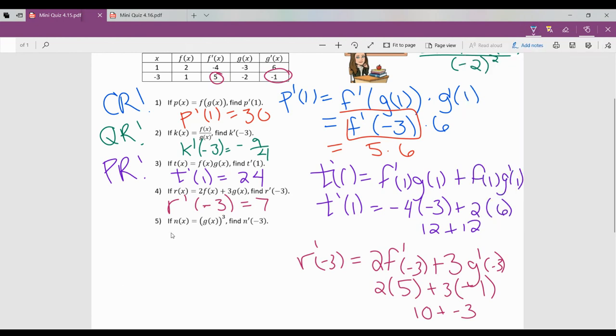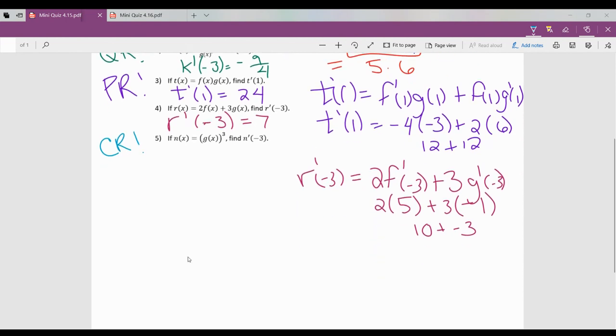All right, so we've got n of x equals g of x to the third. So it's a function inside of a function. Last one is a chain rule. So n prime of x is going to equal, take the 3, bump it down, keep the inside the same. Then we subtract 1 from the exponent. Then we multiply by the derivative of the inside. All right, so now we're finding n of -3. So once again, I'm going to erase all of those x's and just drop in a -3.